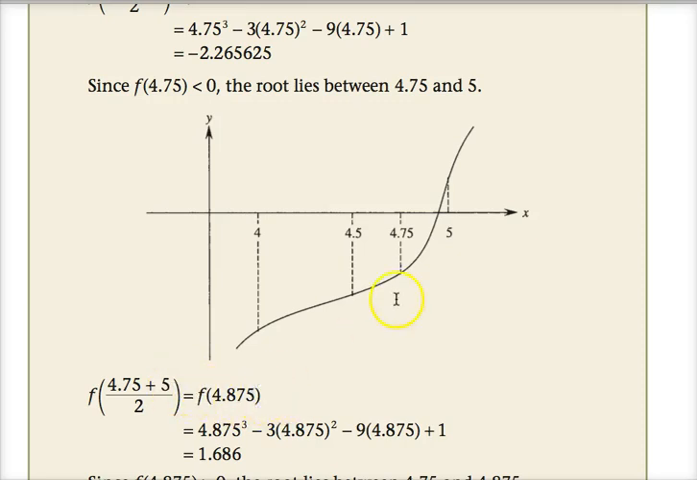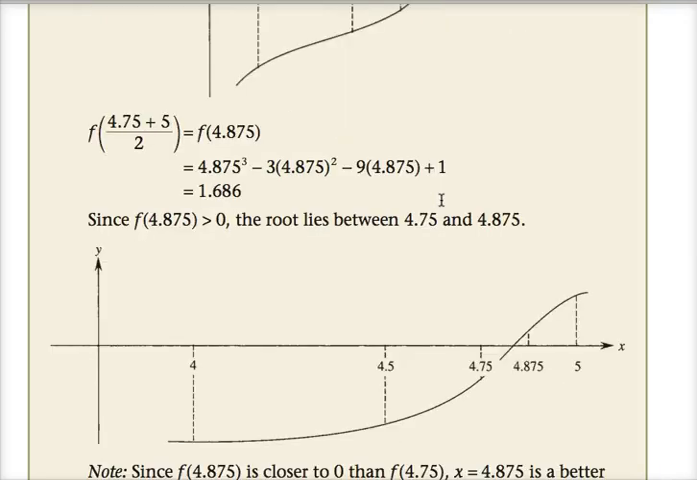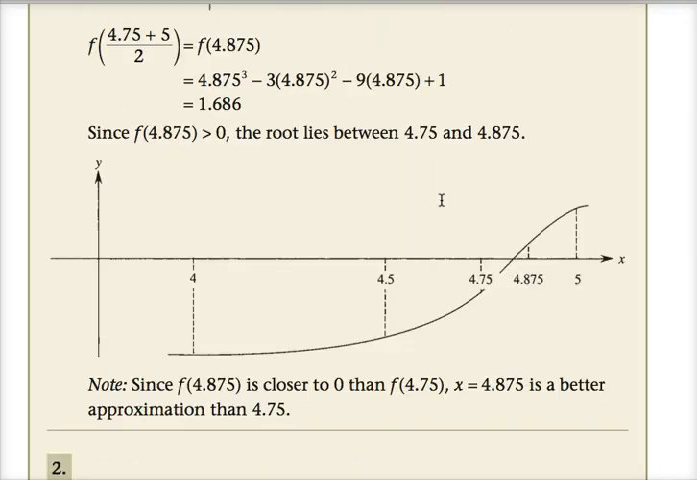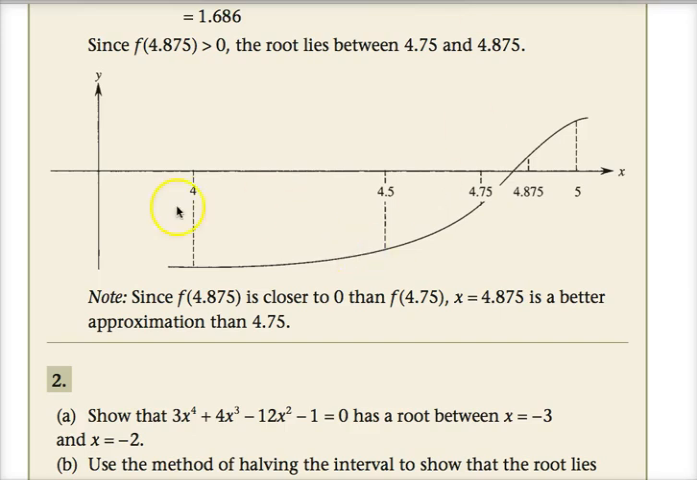Put that into the calculator and you get 1.686. Now that's above the line. So if it's above the line, let's look at that again. We know that one was negative. This one's negative. 4.75 was negative, but 4.875 is positive. So it's up there somewhere. f(4.875) is positive, f(5) is positive. Therefore, the root is here.